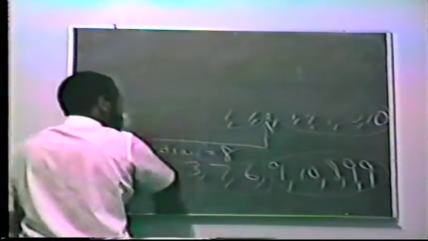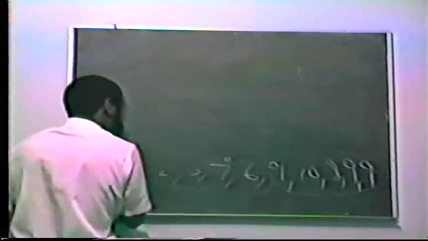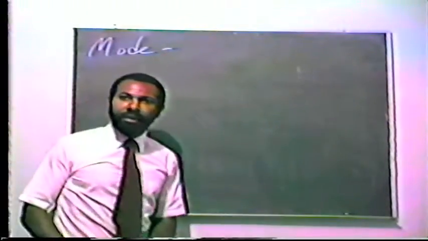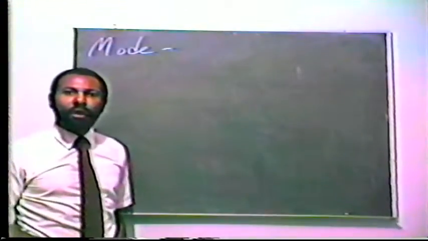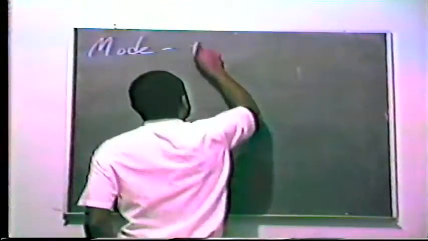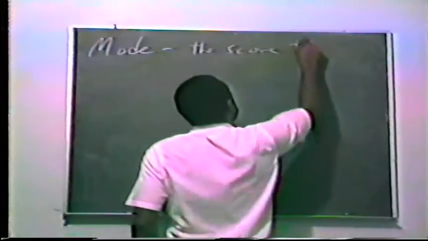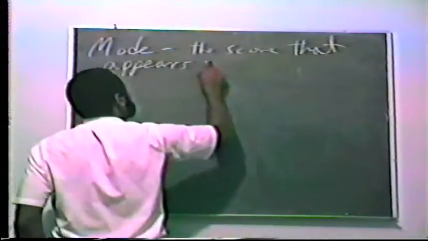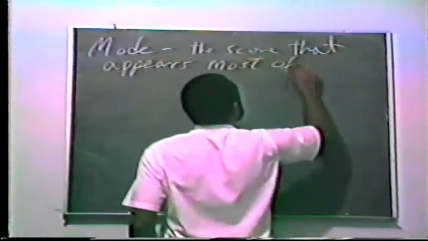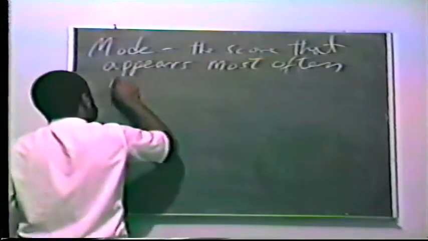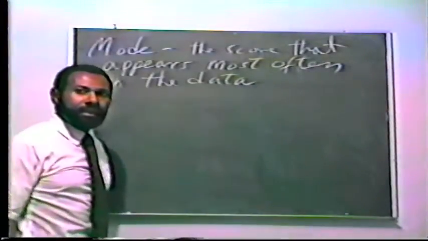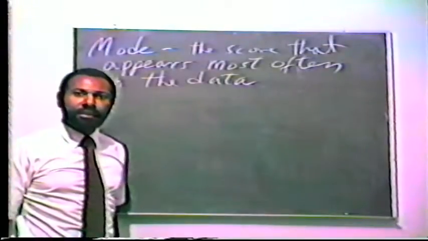Another measure of central tendency is what we call the mode. The mode is the score that appears most often in the data set. The score that appears most often in the data set.